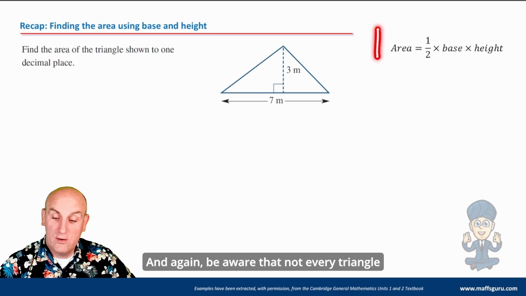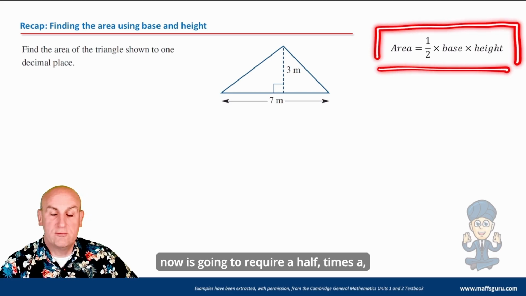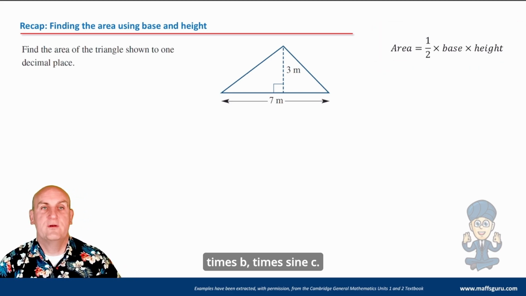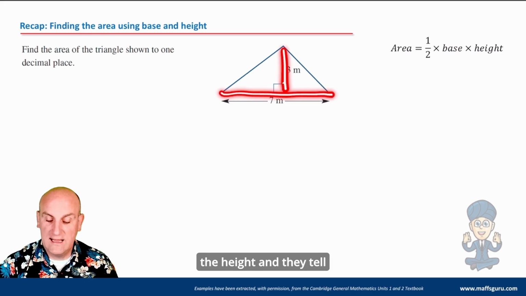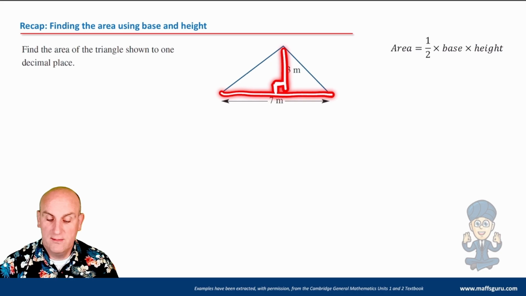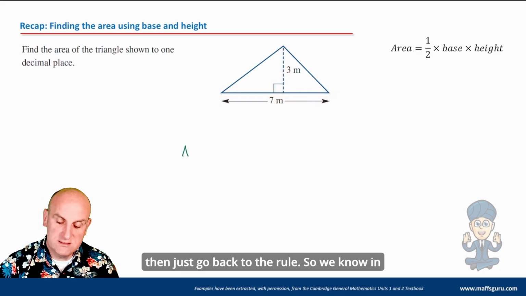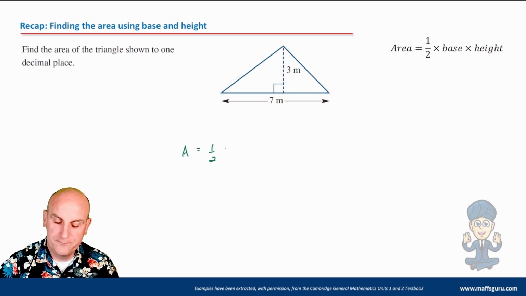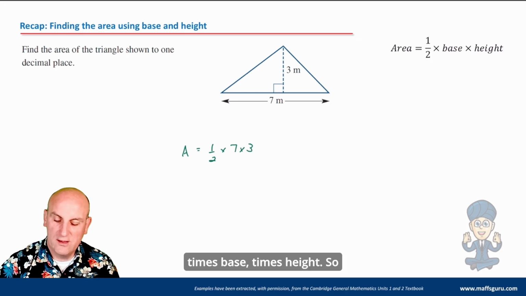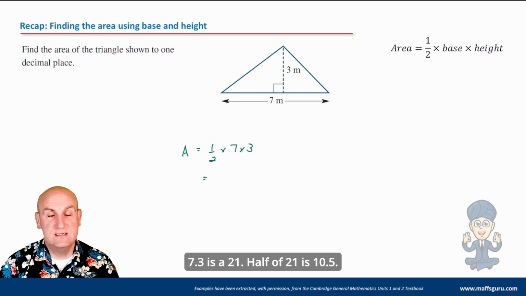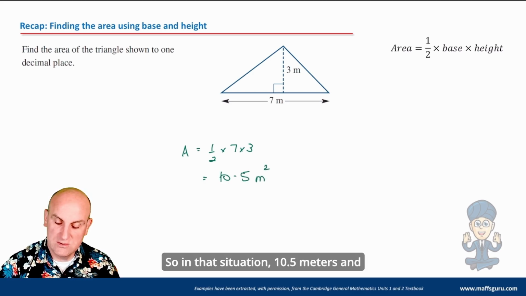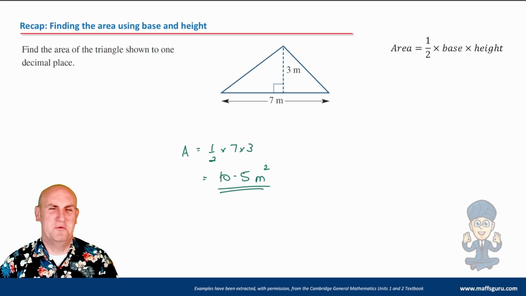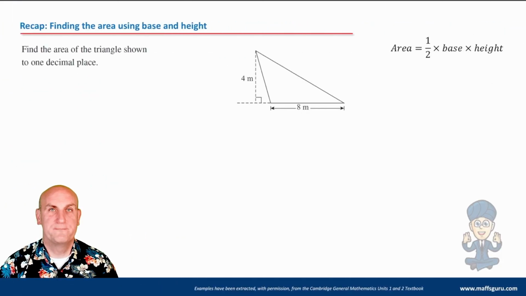And again, be aware that not every triangle now is going to require a half times a times b times sine C. If they give you the base and the height and they tell you that with the right angle, then just go back to the rule. So we know in this situation, the area is going to be a half times base times height. So 7 3s are 21. Half of 21 is 10.5. So in that situation, 10.5 meters squared. I could use my calculator for that, but I'm not going to.